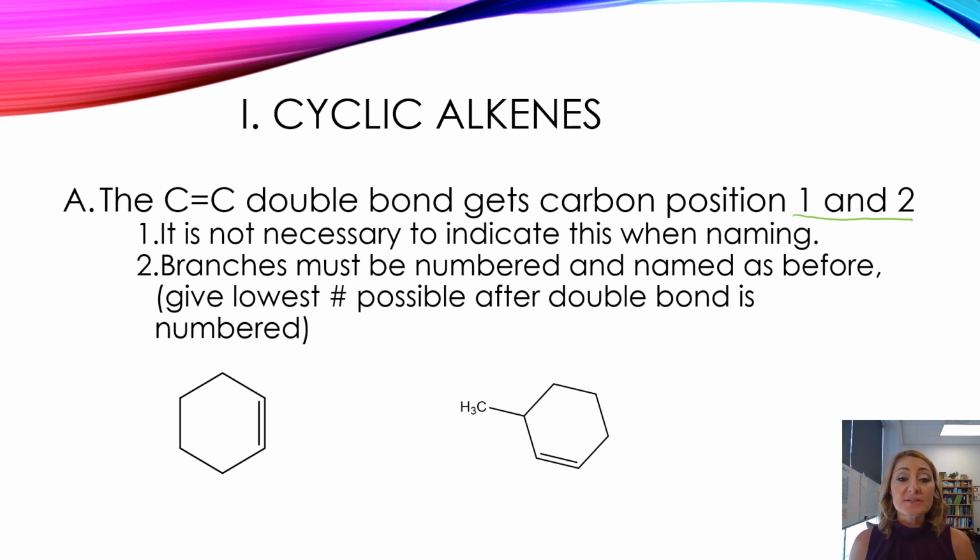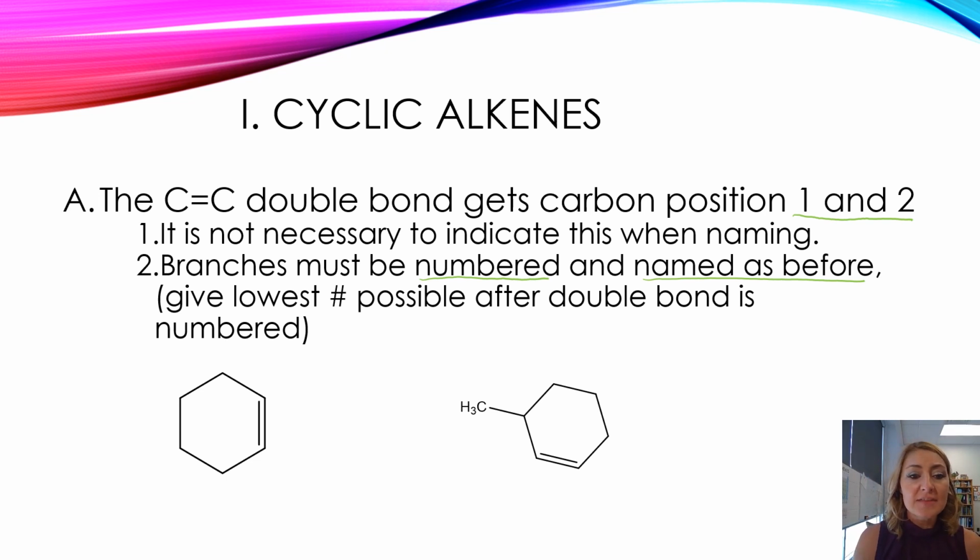When you have branches coming off, you're going to have to number those branches and you're going to name them just as before. So you're going to name them in alphabetical order, giving them the lowest carbon possible after you number the double bonds. So let's do these two examples.